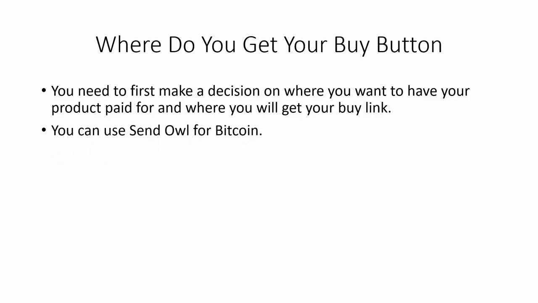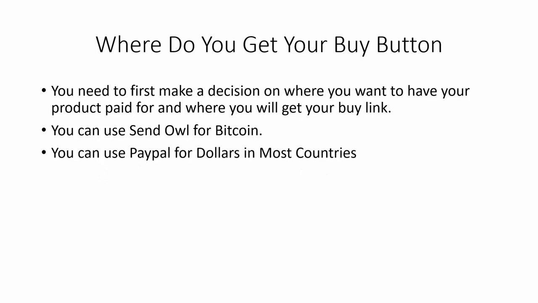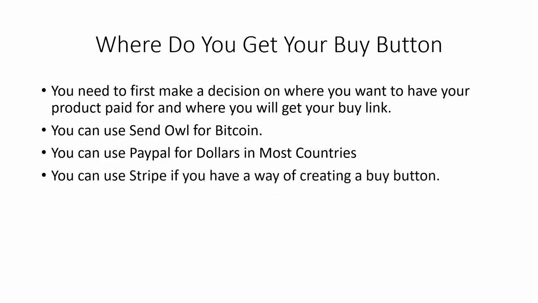For example, and we're not going over it in this session, you can set up something like SendOwl if you want to take Bitcoin. So let's say you don't want to take dollars, you want to take Bitcoin or some other cryptocurrency. You can do that on SendOwl. You can also, of course, use PayPal for dollars from most countries. Depending on where you are in the world, you're probably going to use PayPal. And if you don't use PayPal, you can use Stripe.